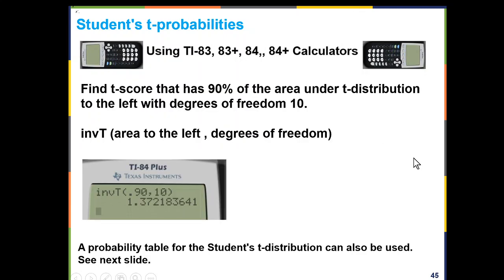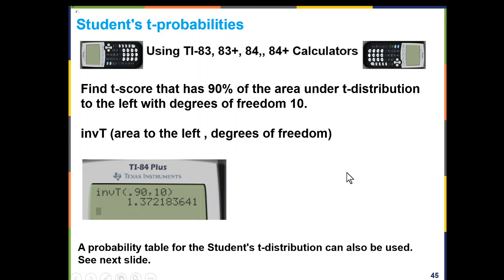Let's continue. We talked about that already. Let's do an example. It says, find the t-score that has 90% of the area to the left of it, with degrees of freedom of 10. So we go to inverse t, we put 0.90, comma 10, and that's what we get.